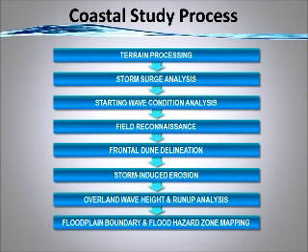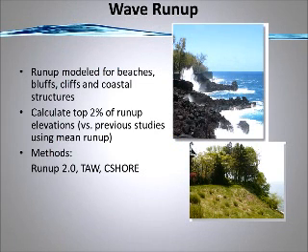So that's why the ABFEs and the preliminary work maps were different in those aspects, where a lot of the zones got refined because there was more information available, and it's the best available information at the time. For wave runup, they did runup for all model beaches, bluffs, cliffs, and coastal structures. And what's different now is they calculate the top 2% of the runup elevation.